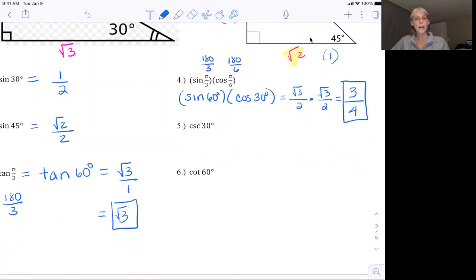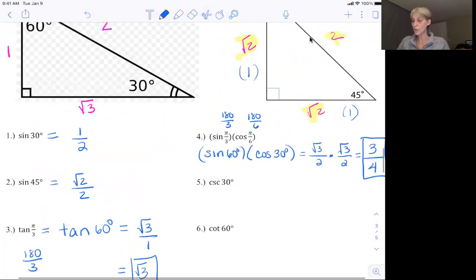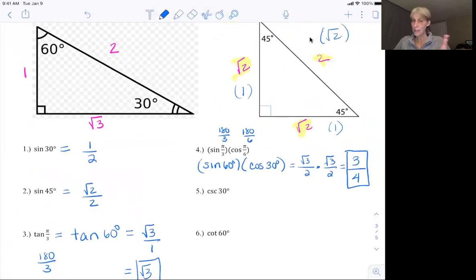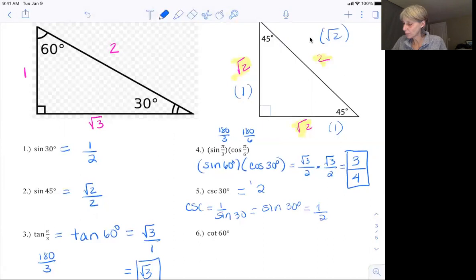Now I have the cosecant of 30. So now we're dealing with reciprocal functions. And again, here's the thing. Cosecant is 1 over sine. So you could find the sine of 30 and flip it. Or you could do hypotenuse over opposite because your triangle is right there in front of you. I know it sounds weird, but I usually find the sine of 30 first and flip it. So sine of 30 is 1/2, and when I flip it, I get 2.